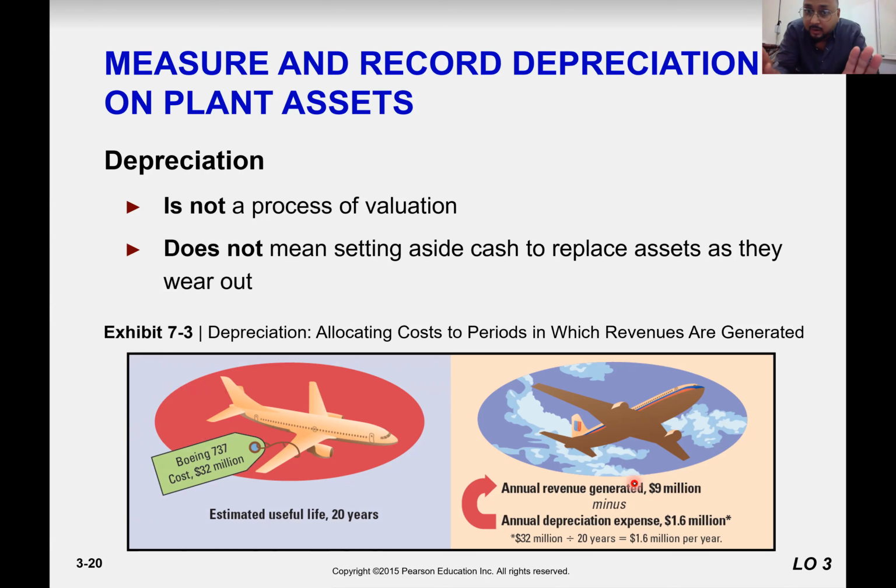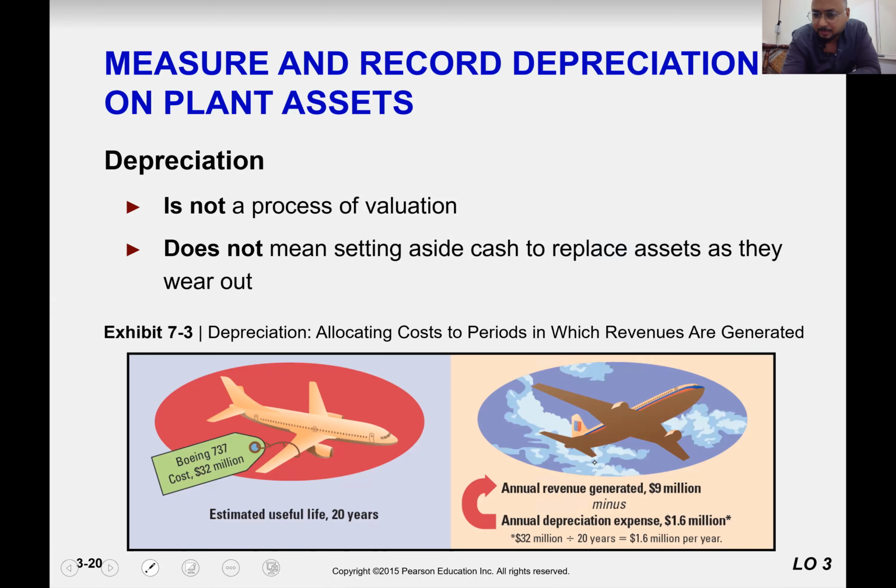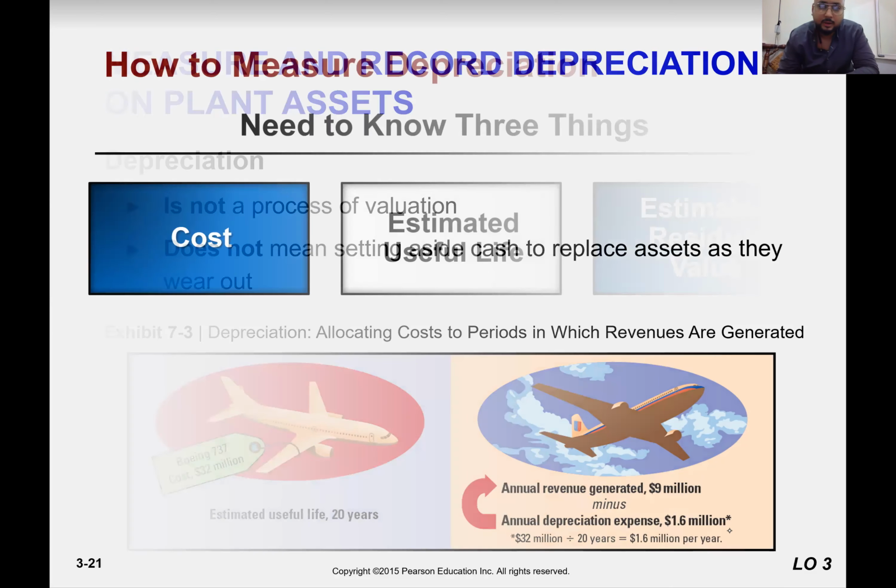It's not a reserve account. It's not a valuation process. We spread the cost over the life of the asset, over 20 years, right? Every year, this 1.6 million expense is generating $9 million revenue. Now, how do we measure this depreciation? There are different methods we'll talk about here.